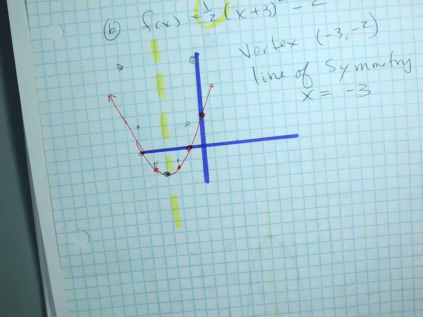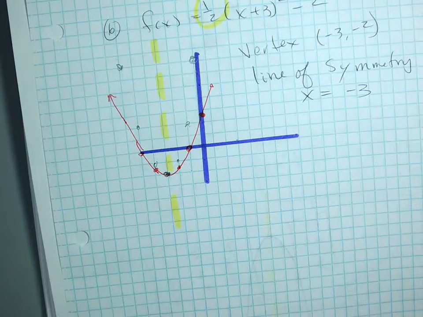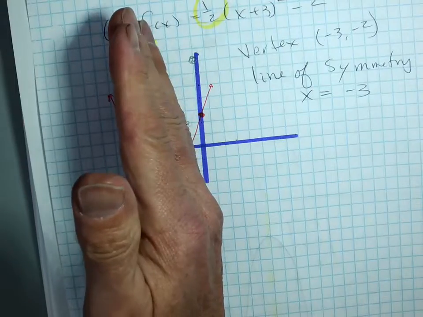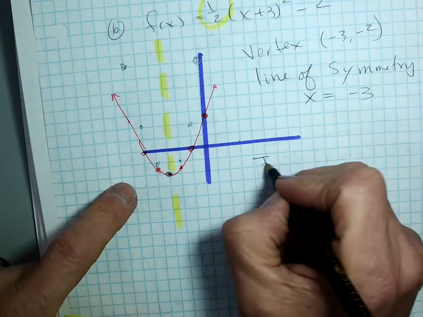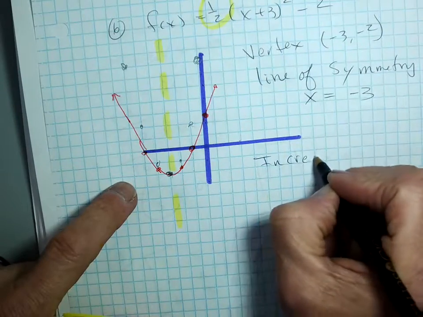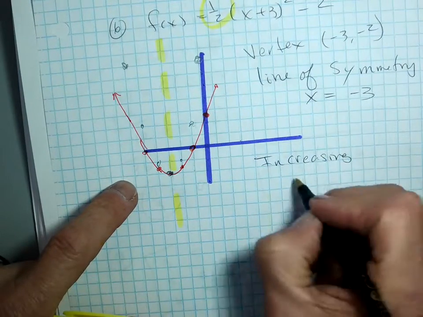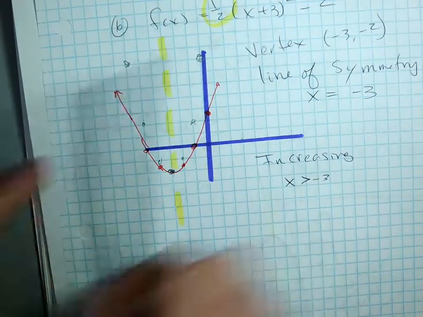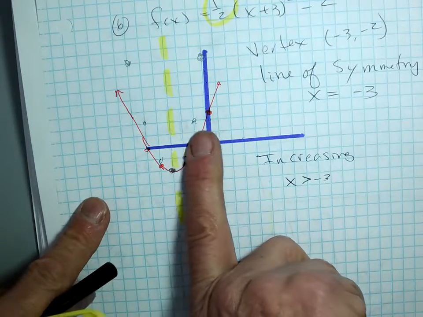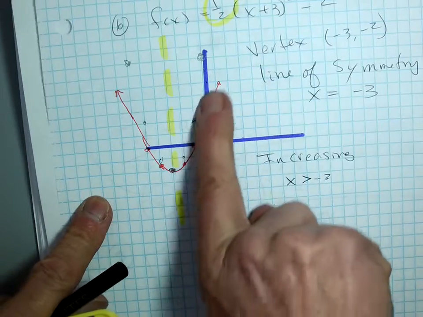Now, where is it going uphill? From -3 over, correct? So increasing is when x is greater than -3. So think about this: as the x values get bigger, the graph gets taller.